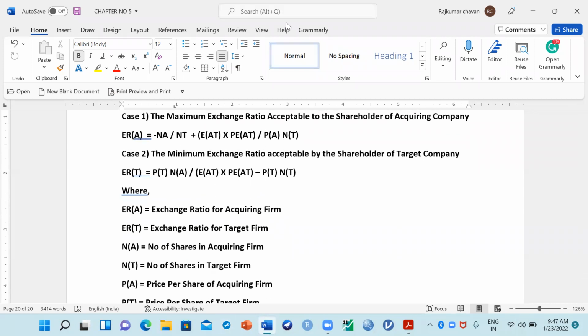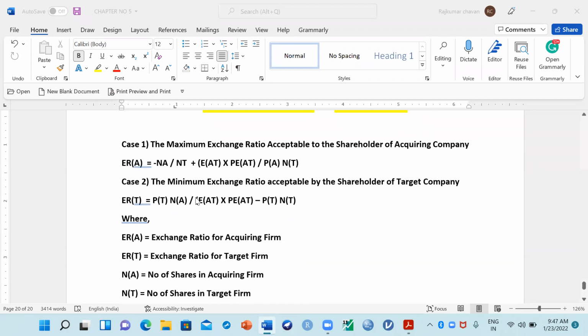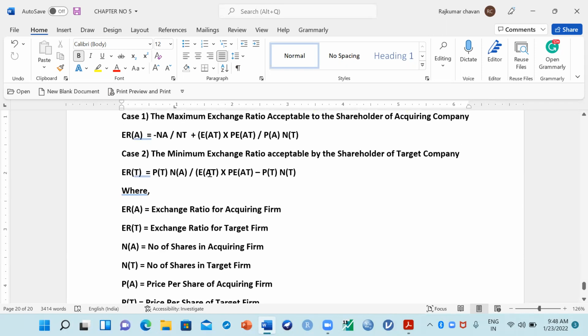Okay. Is the formula is clear? Can you give me a confirmation in the chat box so that we can proceed further? Okay. Just put in the chat box. Okay. Okay. Right.